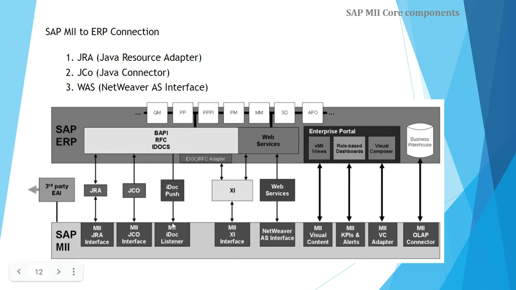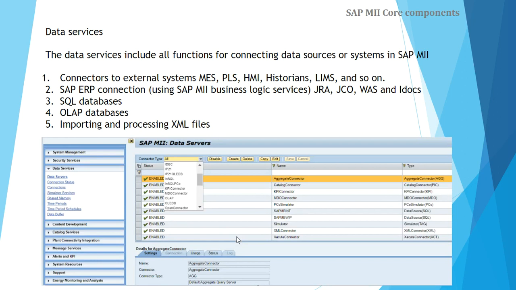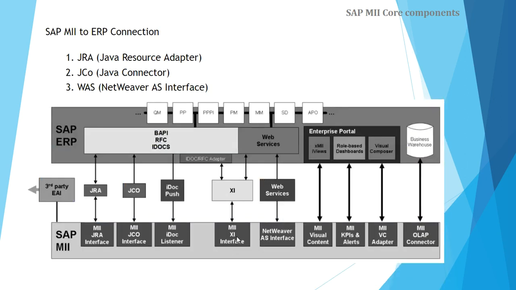Coming to IDoc push, we learned that in an earlier exercise. The MII IDoc listener is only for inbound. Only an SAP or third party system can push data through the MII IDoc listener. You can see the arrow points only down, not upward. SAP MII has an inbuilt XI interface, through which we can connect directly to the SAP PI system.